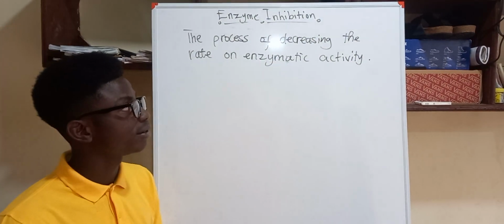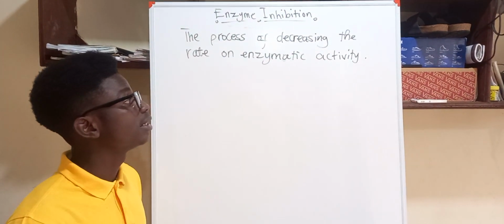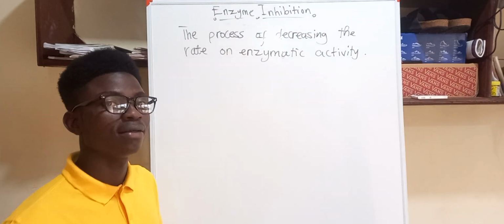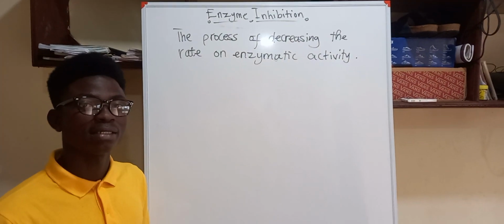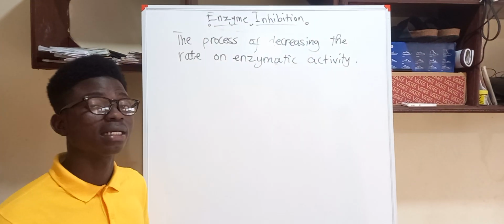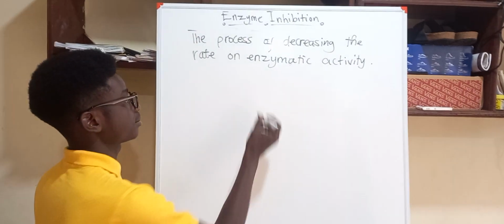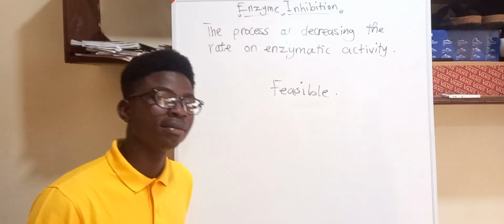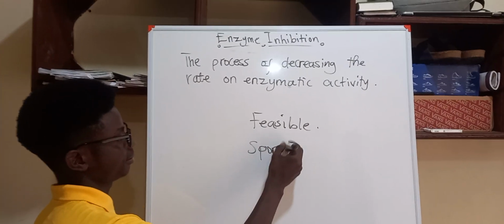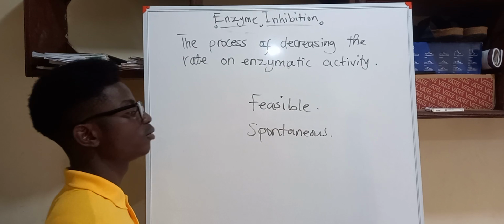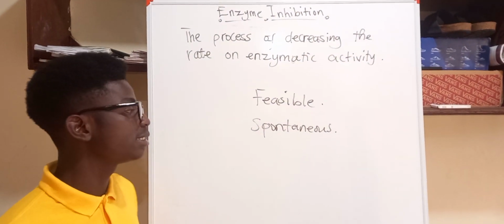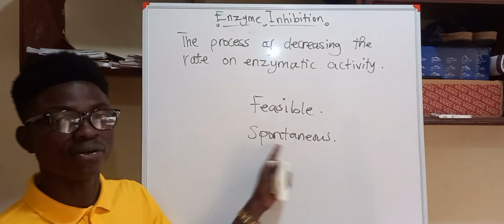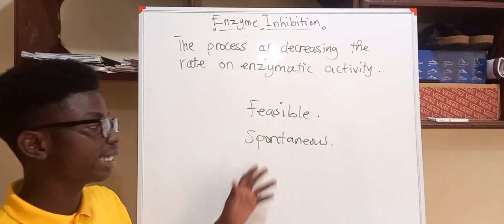Now, before we continue, I would like to say something, then we proceed. In our human body system, or inside the living system, we have so many metabolic activities happening, and most of them are feasible. When we say they are feasible, it simply means they are spontaneous, in the sense that they do not need external factors like energy to drive them. They occur naturally.